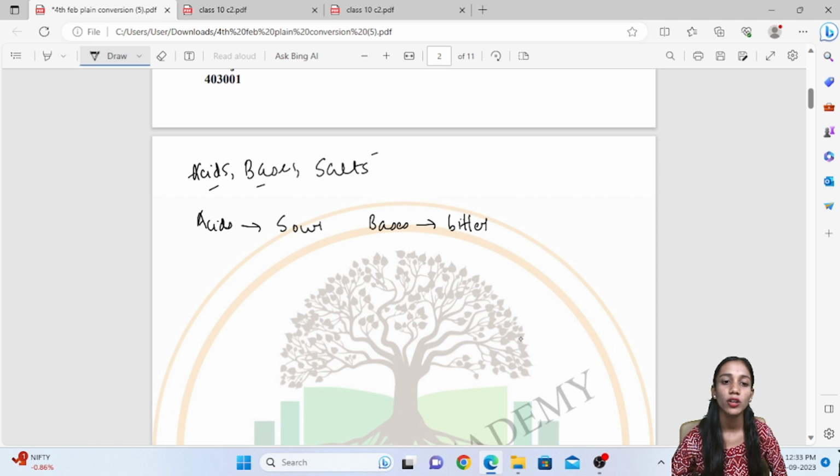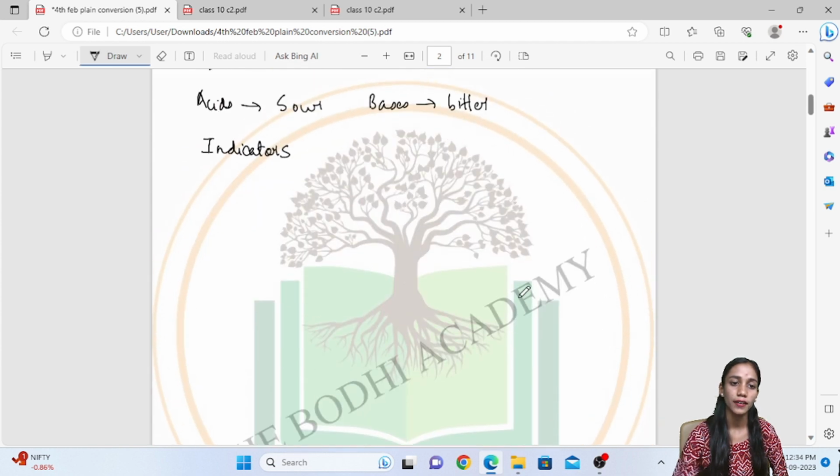Now, the acidic nature and basic nature of a substance can be detected. It should be indicated to us whether a particular substance is acidic or basic, and this is indicated by something called indicators. To indicate the acidic and basic nature of a substance, we have indicators. Among these indicators we have natural indicators and synthetic indicators.